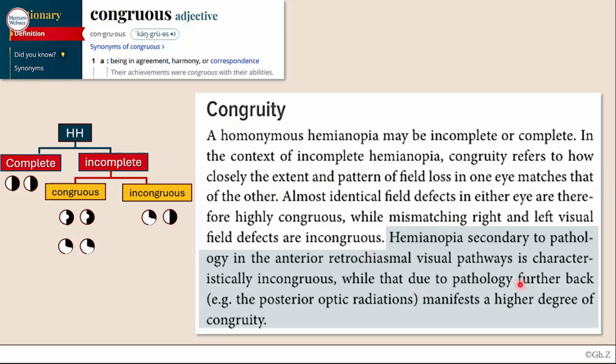And here is the most important part. Hemianopia secondary to pathology in the anterior retrochiasmal visual pathway. Retrochiasmal pathways. What is the importance of mentioning retrochiasm? Because it must be retrochiasmal. Any homonymous hemianopia must be retrochiasmal. So in the anterior retrochiasmal visual pathways, it's characteristically incongruous. While that due to pathology further back, like in the posterior optic radiation, the best example is the occipital cortex, manifests a high degree of congruity. Okay?